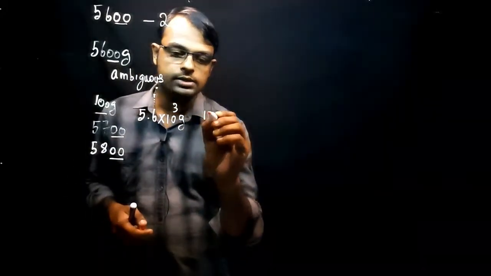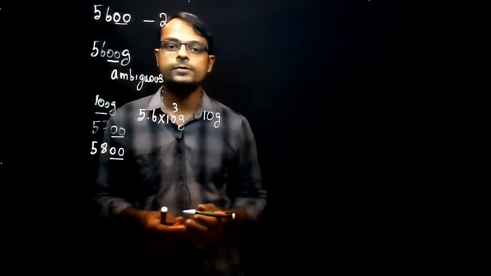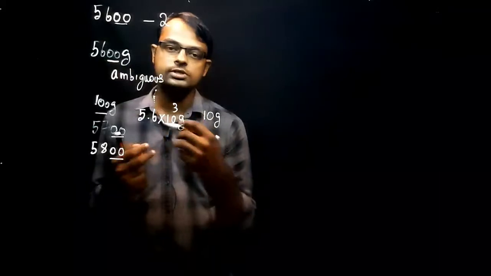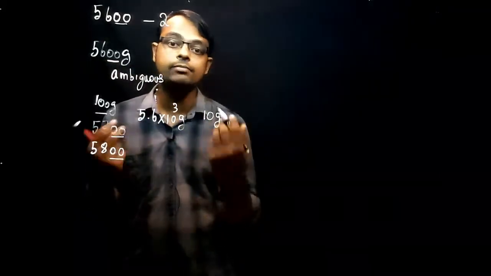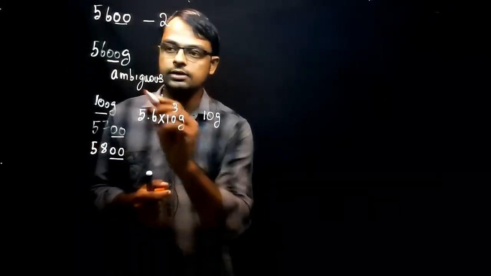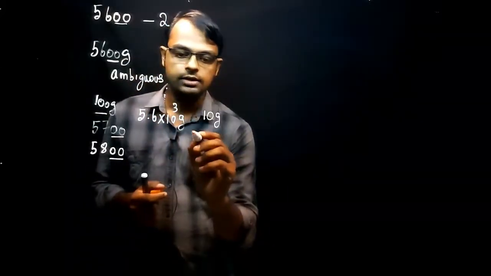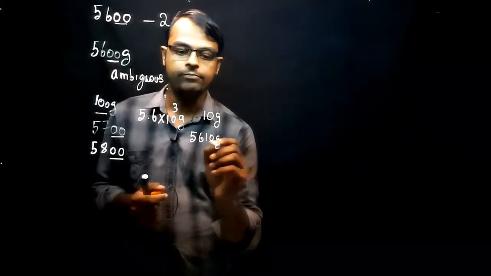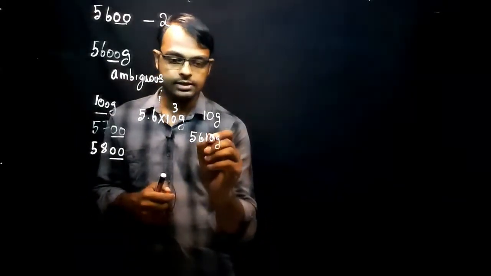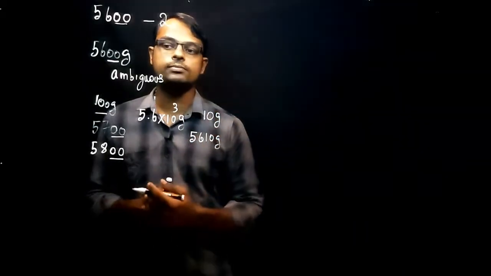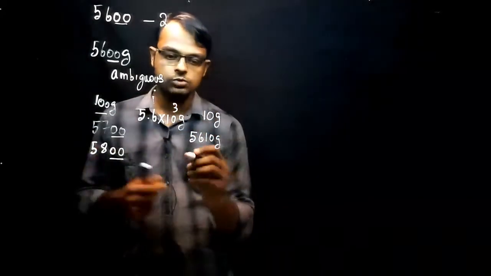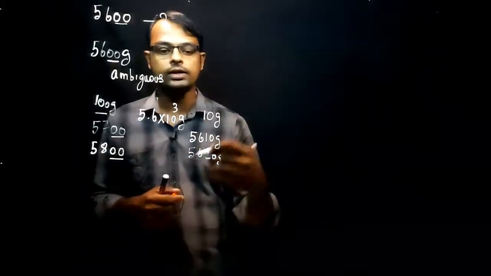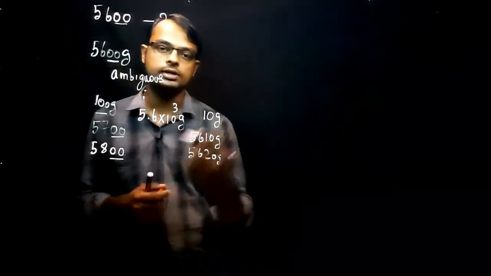Now just imagine another person is measuring the same object with another instrument having a least count of 10 gram. After 5600 gram, what is the next reading he can measure? After 5600, the value becomes 5610 gram, because its least count is 10 gram. The next value is 5620 gram, and it will continue like this: 5630, 5640, and so on.